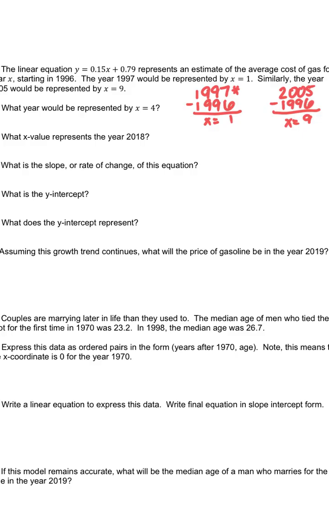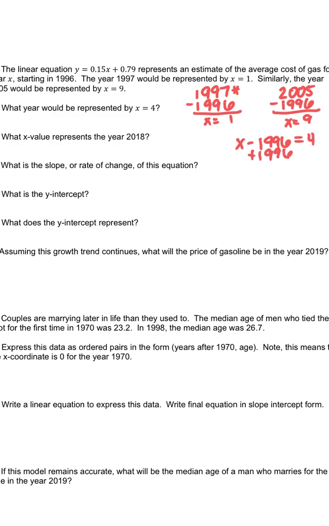It says, what year would be represented by x equals 4? So which year would be represented by x equals 4? So what number minus 1996 would equal 4? Well, you could do the math.